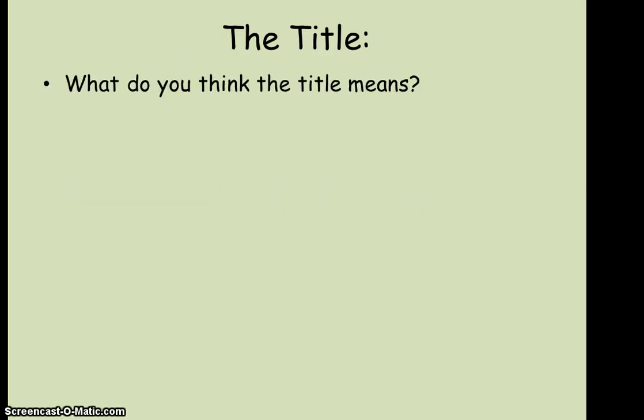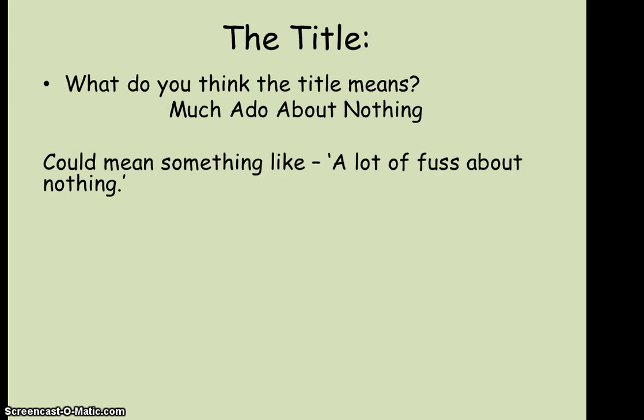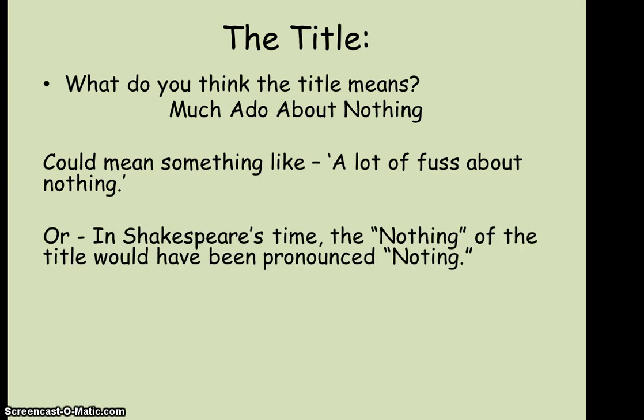So the title, we're thinking about what it means. Much Ado About Nothing could literally mean a lot of fuss about nothing, which, if we think about what happens in the play, is all about misunderstanding. It ends well in the end, but there's all this misunderstanding, so it's all this fuss about nothing.